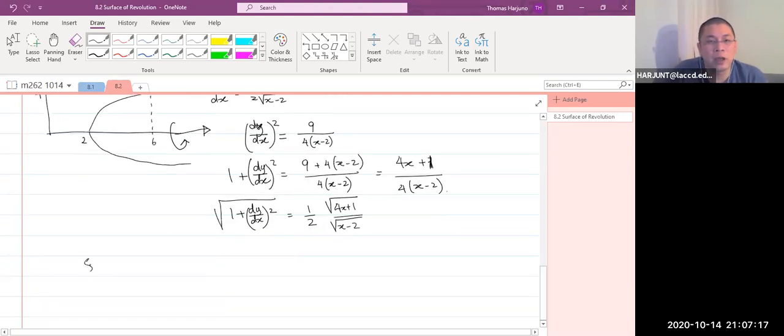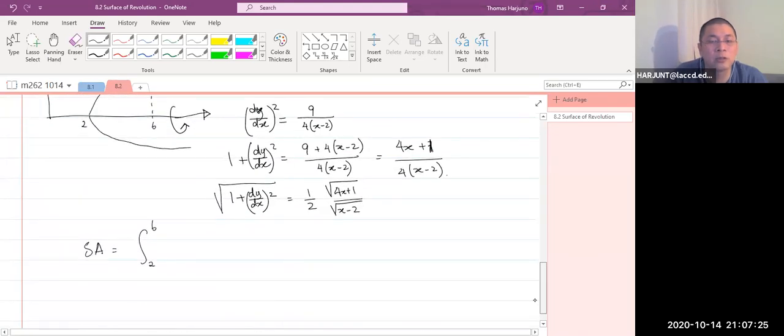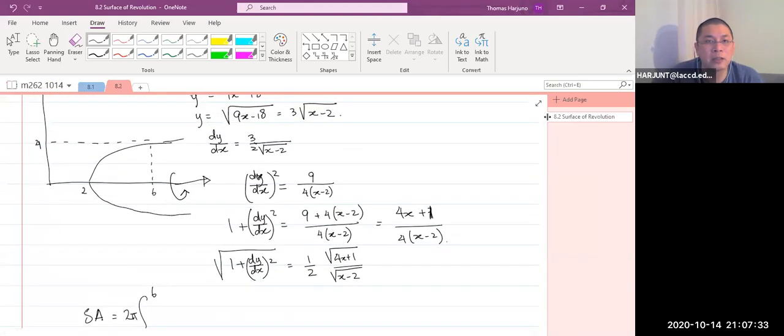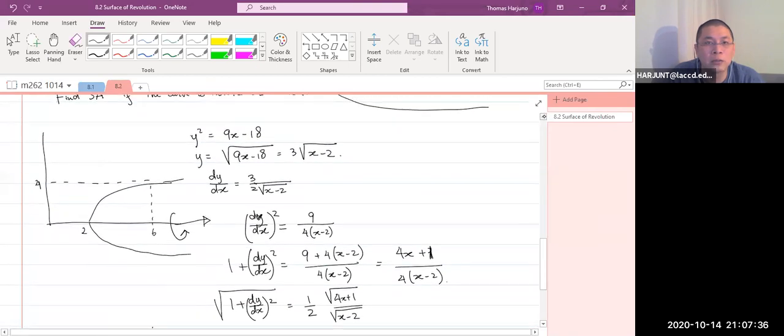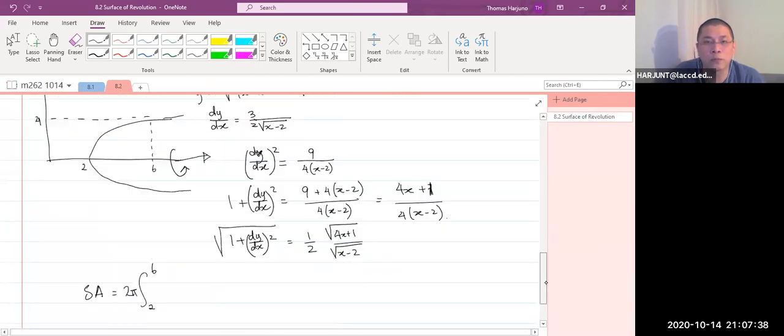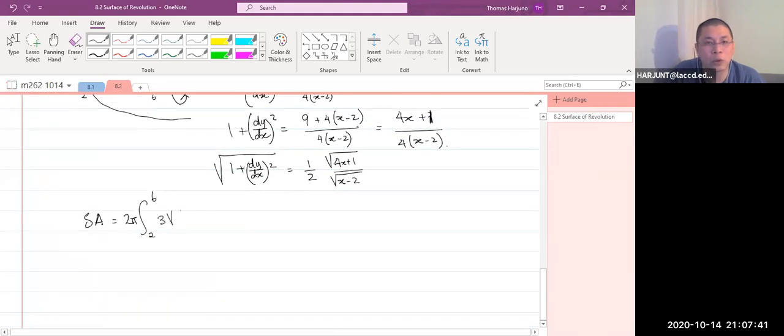So the surface area is equal to the integral from 2 to 6. Is it right? x is from 2 to 6, right? Yeah. Okay, 2 pi. The radius is y. The radius from the x-axis is y, but what is y again? 3 times square root of x minus 2, times the ds, which is 1/2 square root of 4x plus 1 over square root of x minus 2 dx.